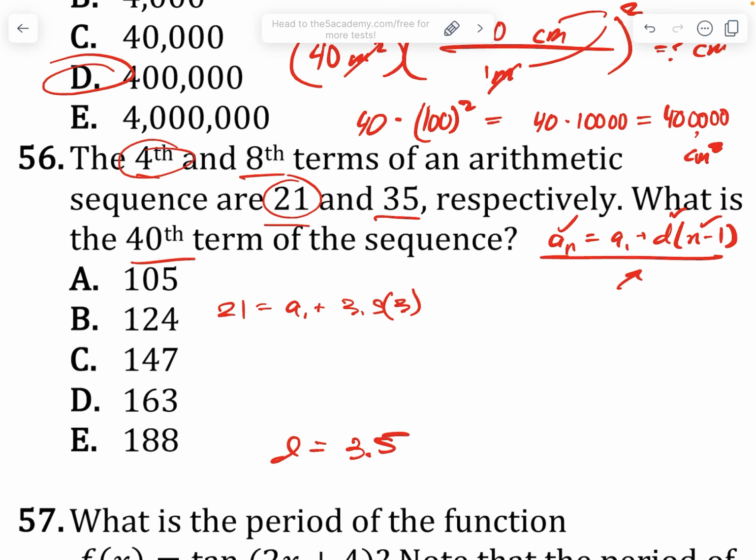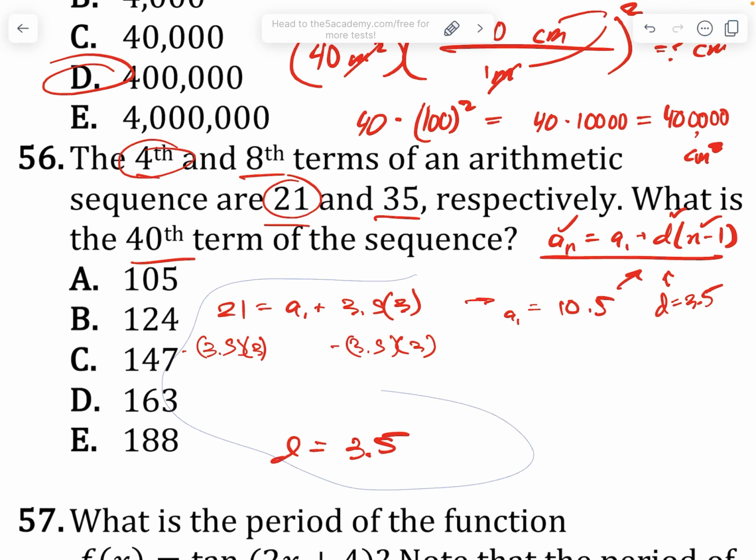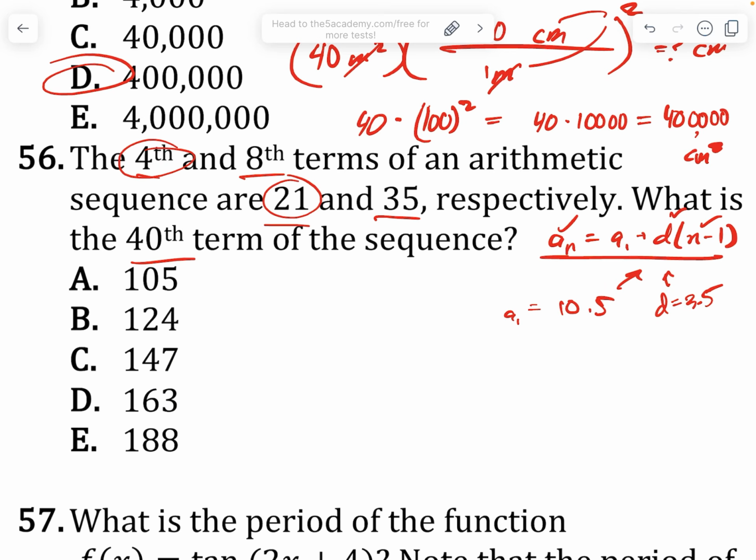So first subtract 3.5 times 3. We end up getting A1 is equal to 21 minus 3.5 times 3, 10.5. All right, that's my first value. So now I know A1, and I know D is equal to 3.5. Now let's find A40.